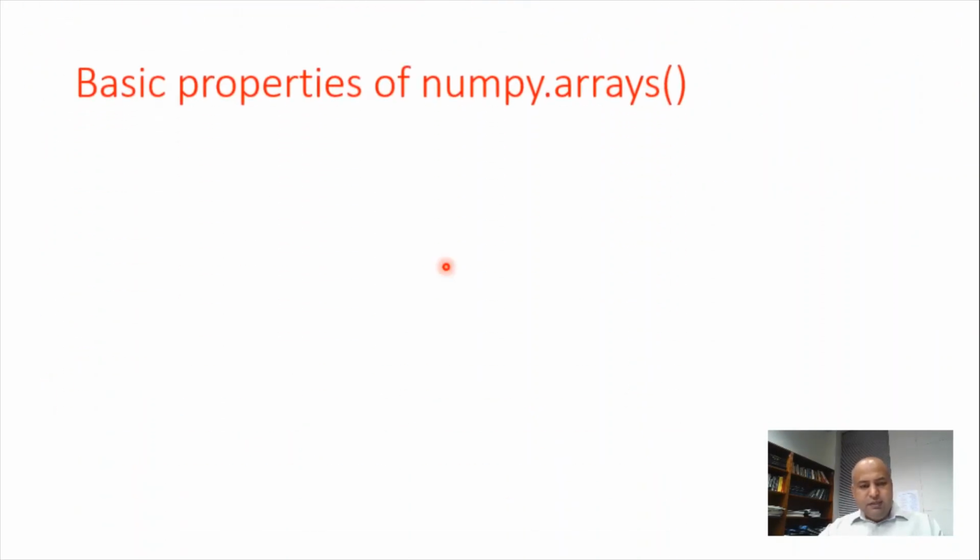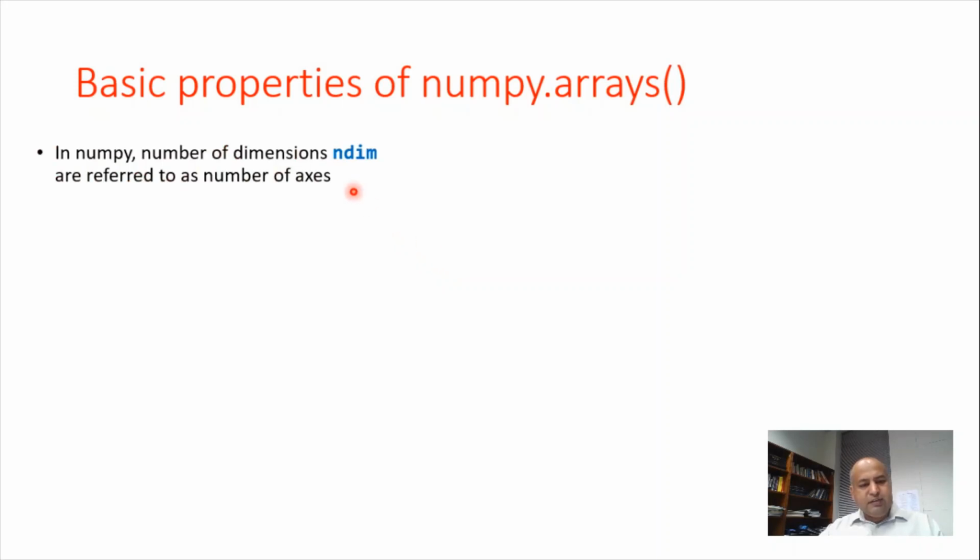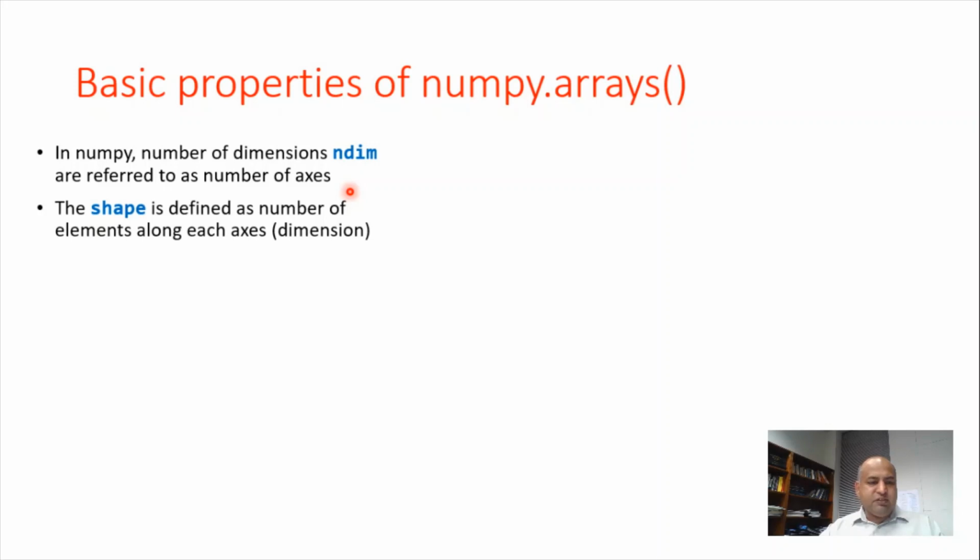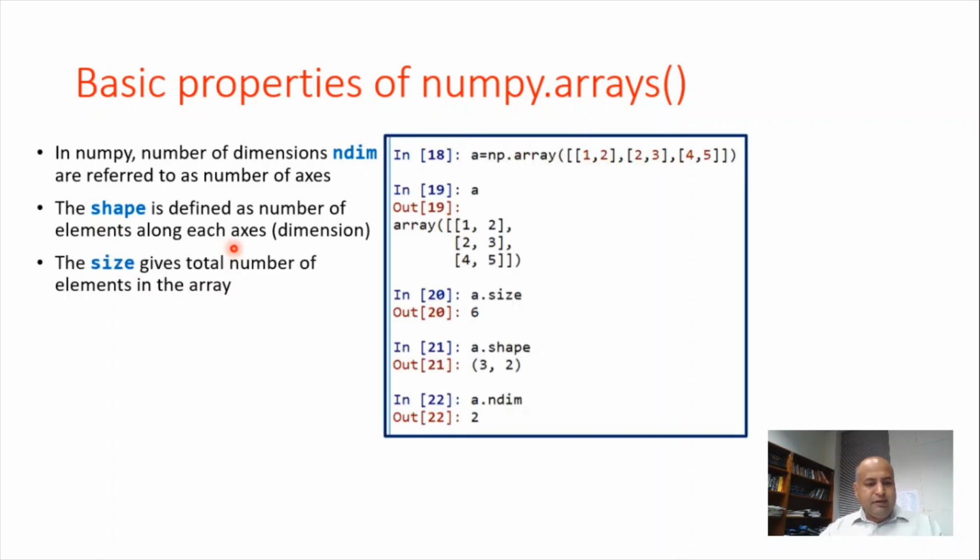Let's now see the basic properties of these arrays. We can check or specify the dimensions ourselves. In Python, the language in which we refer to these dimensions is called axes. So if it's a three-dimensional array, it has three axes, its shape is defined as the number of elements along each axis, and its size gives us the total number of elements in the array.